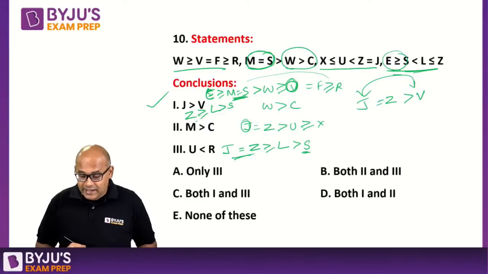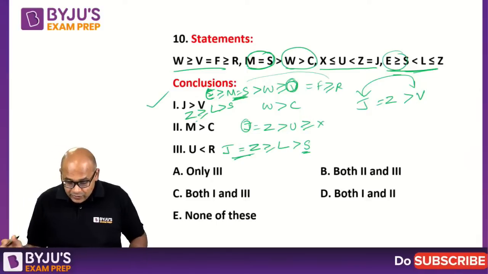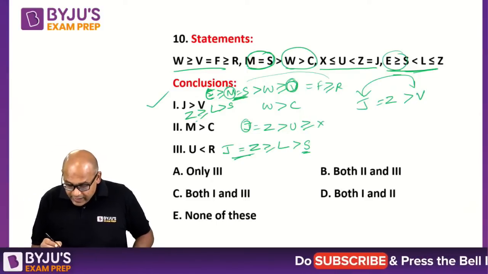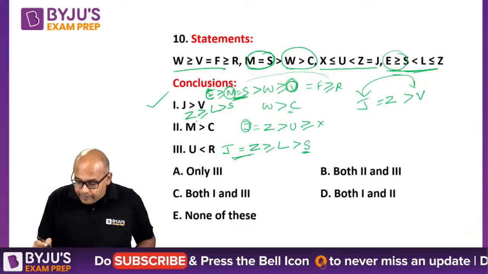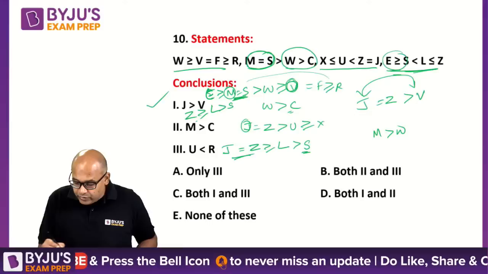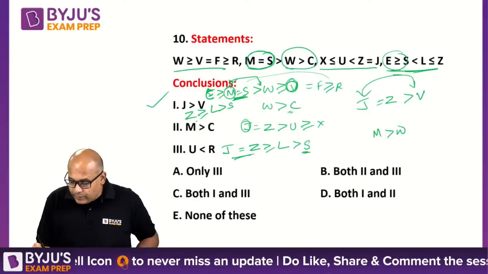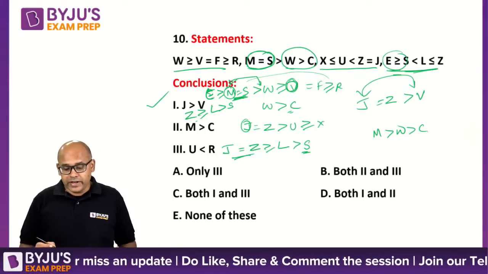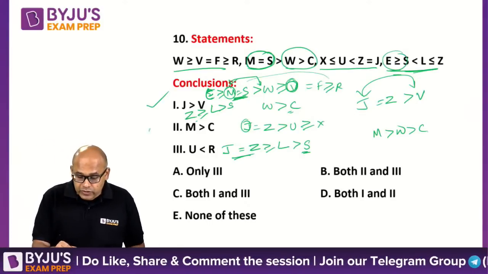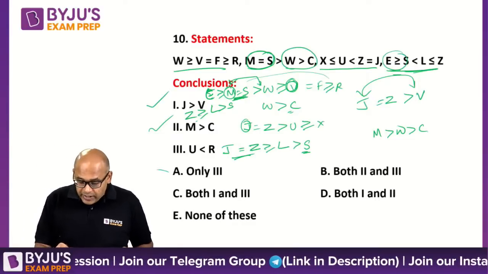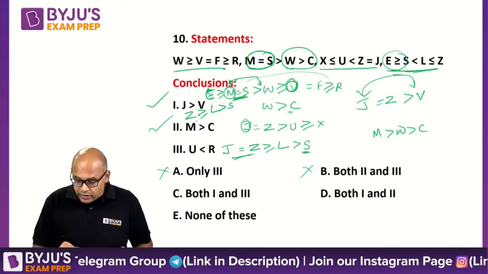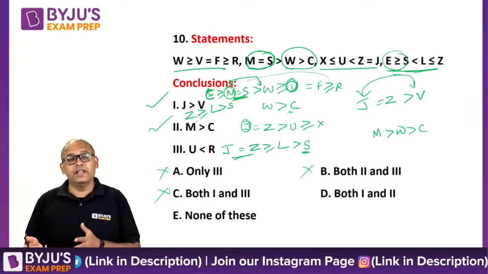Okay, let's move on to the second statement. M and C. So M is over here and C is over here. So clearly you can say that M will be greater than C because if you notice, M is greater than W, that is over here, and W is greater than C. So clearly M will be greater than C. So 2 is also correct. So option A is wrong, option B is wrong, option C is wrong, either it is D or E.